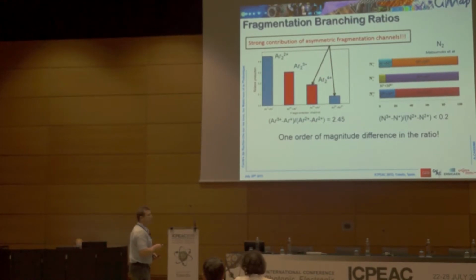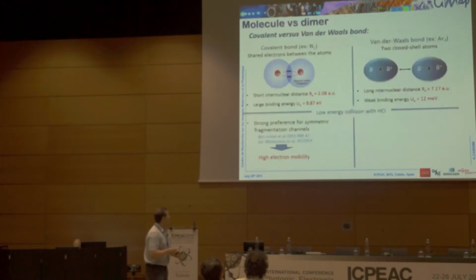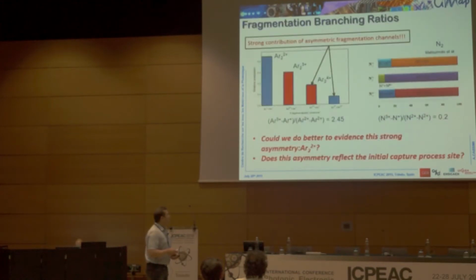So you might say it's not a lot. But if you look at the nitrogen case, the ratio is only 0.2 between the asymmetric and the symmetric channel. So that's one order of magnitude difference in the ratio of the asymmetric to symmetric when you compare nitrogen, a covalent molecule, to a dimer. So this is the answer. With the rare gas dimers, you have a large contribution of asymmetric fragmentation channels. This has been published in 2010, because of the low electron mobility across the dimer.